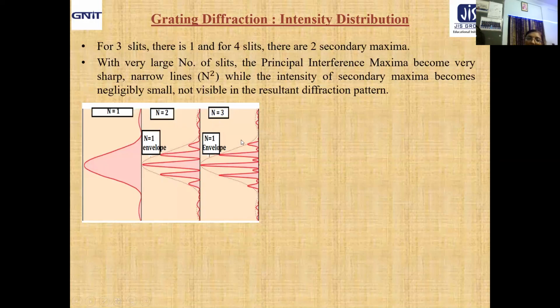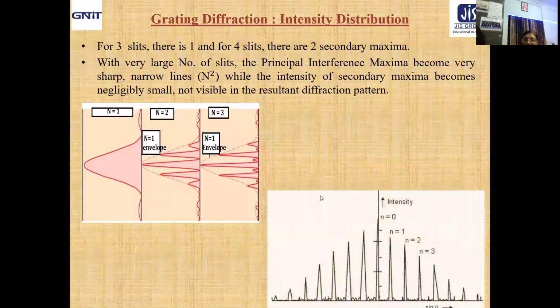But in case of n equal to 3, the number of secondary maxima should be 1, 1 each. We got them, though the intensity reduces. And what should be the number of minima? 2 between consecutive interference maxima. 1, 2. Similarly here, 1, 2. This is the situation.